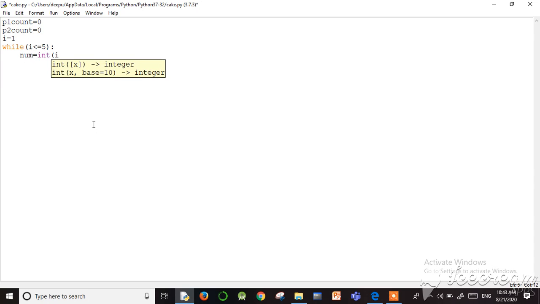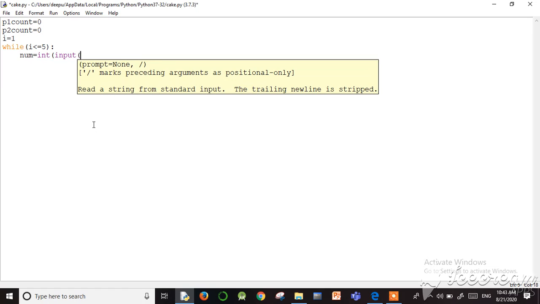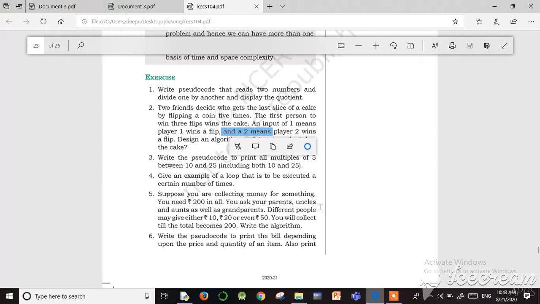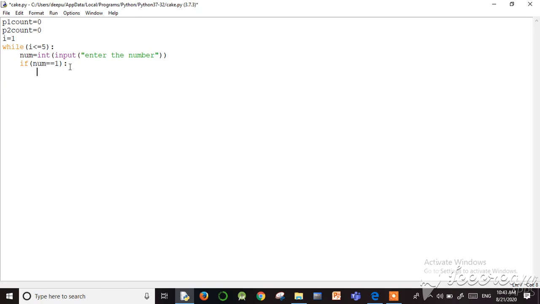Here I use input, enter the number, then check if that number is equal to 1. In the question it is clear that if input is equal to 1, player 1 won the flip. So if the input number is equal to 1, we increment P1 count, because that is player 1's count. P1 count equals P1 count plus 1.